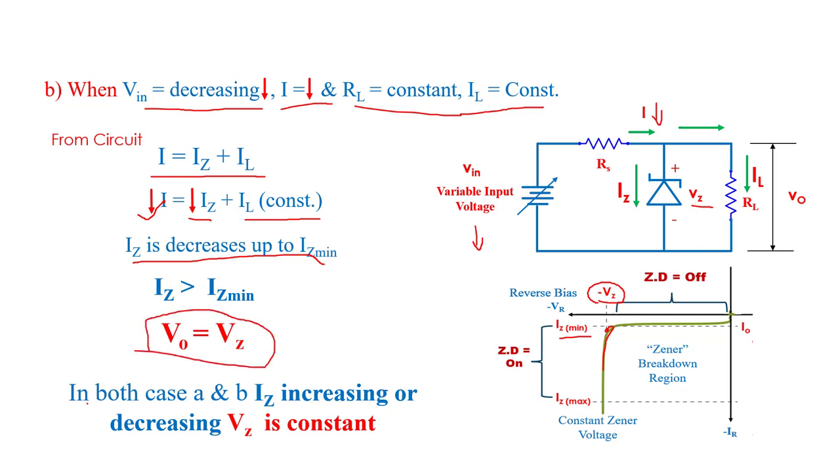So we can say that in both cases, A or B, whether the input voltage is increasing or decreasing, the Zener current is also increasing or decreasing, but the voltage across the output is constant, that is VZ. With the help of this derivation, we can say that this circuit works like a voltage regulator. Here we maintain a constant output voltage at the load side.